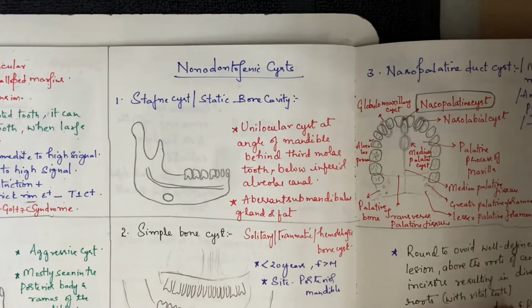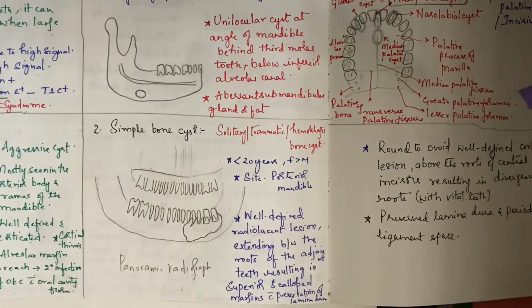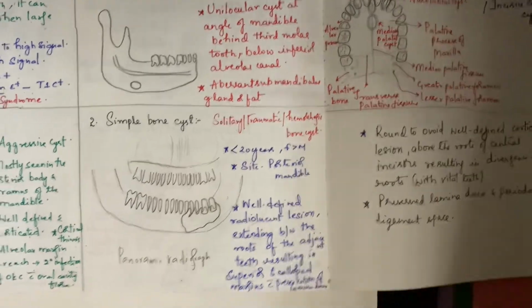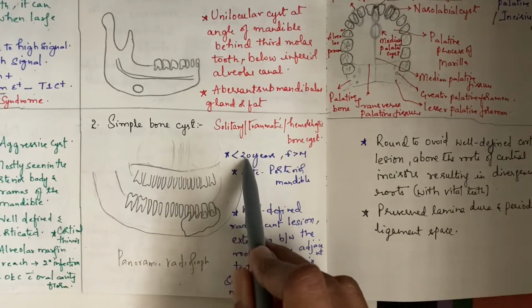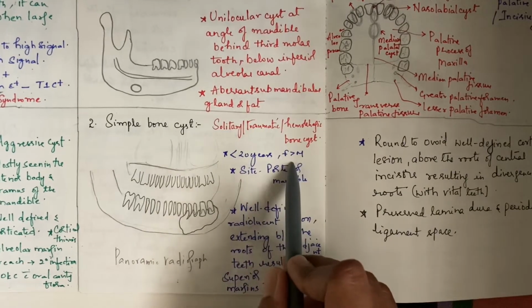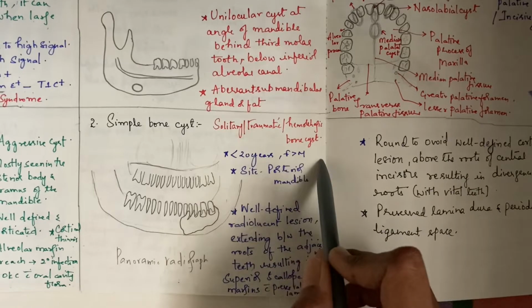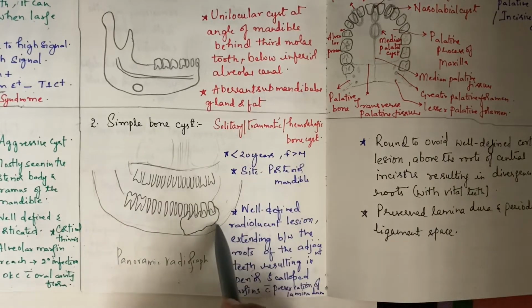Okay. Coming to simple bone cyst, it's also called solitary, traumatic or hemorrhagic bone cyst. It's seen mainly in the less than 20 years age group. Females have more predisposition than males. Site, posterior mandible is the most common site. It's a well-defined radiolucent lesion.